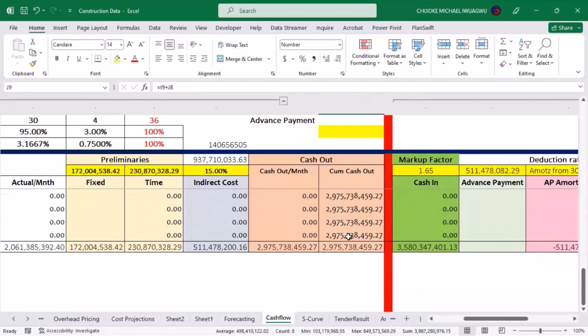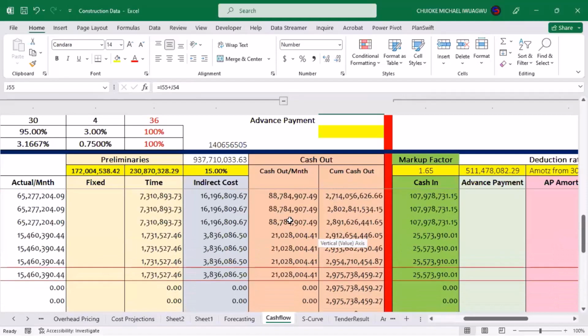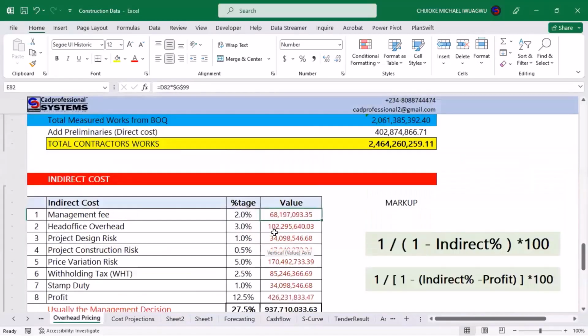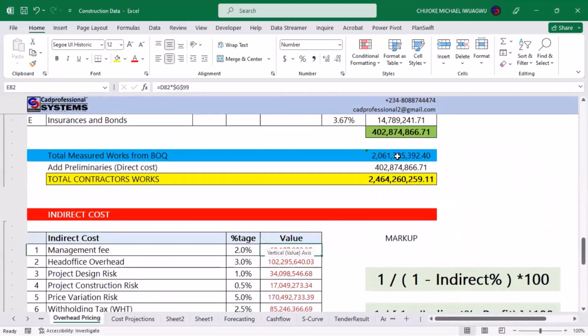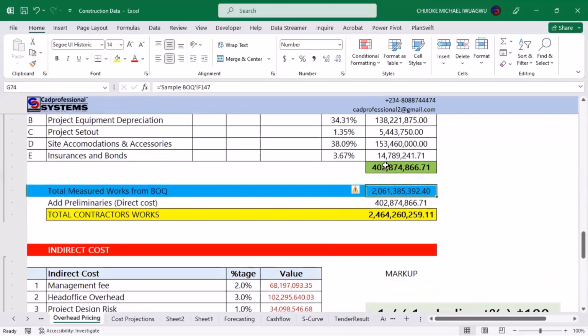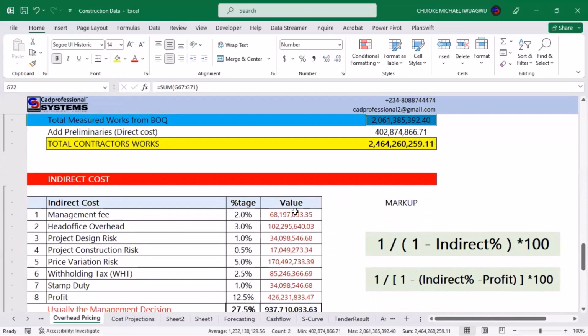When you drag it down, when you get to the last point, it will now be telling you that it's about 2.975 thereabout. That is the total cumulative that you will have. And this number you can always check again at every point in time. Even in your overhead, you can always run that check. And you say that this is the cost of your work. This is the cost of your work. And this is the cost of your preliminary. I've added it together. And this is the cost of the other aspects that you want to include.